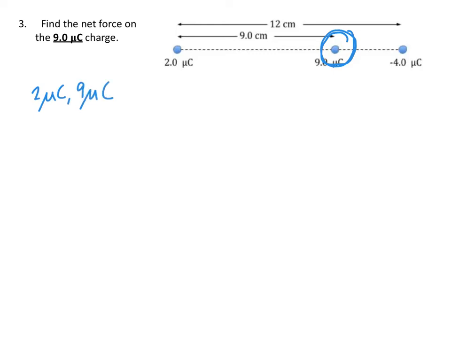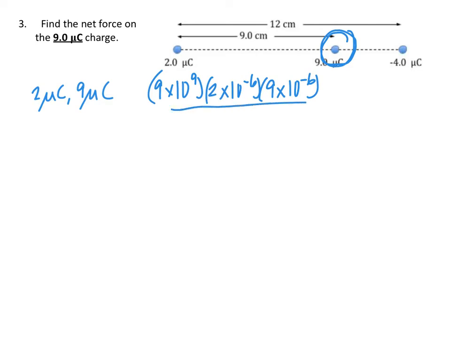Okay, we've actually already done this. I'll write it out again real quickly here. But this was the force that we just calculated, 9 times 10 to the 9th, and then 2 times 10 to the negative 6th. This is the very first force we found at the beginning. 9 times 10 to the negative 6th. Okay, that's us changing our microcoulombs. And again, these charges are 9 centimeters apart. A lot of 9s in this problem. All right, and that came out to be 20 newtons.